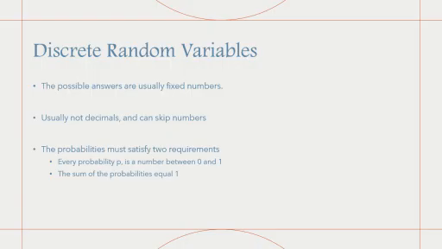If they are decimals, a lot of people like to multiply it up to get rid of decimals because decimals are messy. The probability must satisfy 2 requirements. Each probability must be between 0 and 1, and the sum of the probabilities must be 1. Because if the total is not equal to 1, then it's not the entire sample space, because an entire sample space must be 100%. And if not all of them are there, then you cannot have the entire sample space.